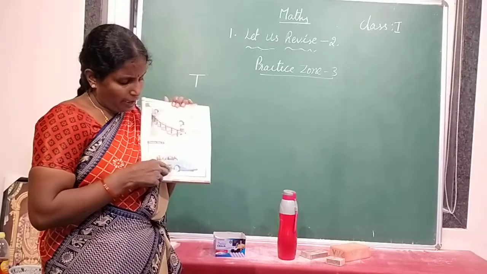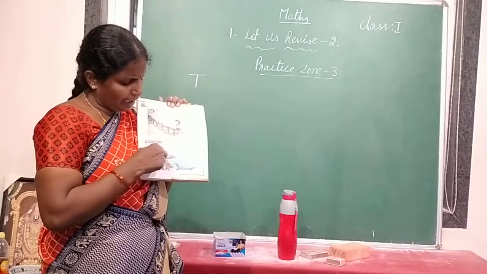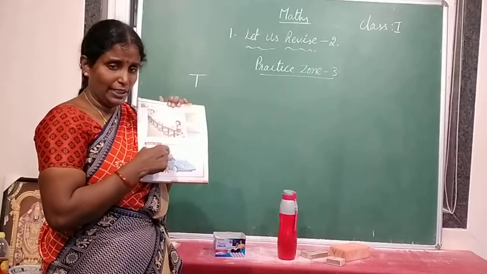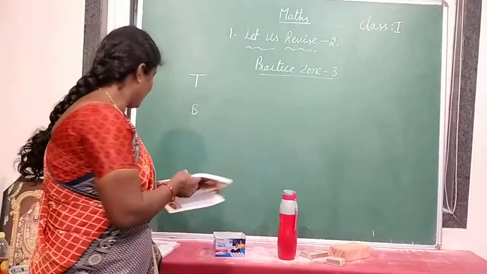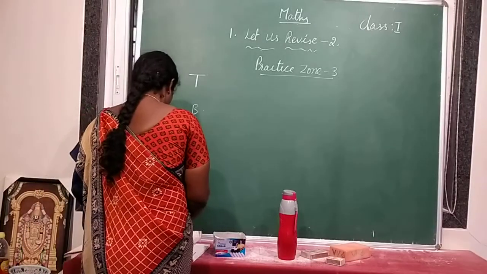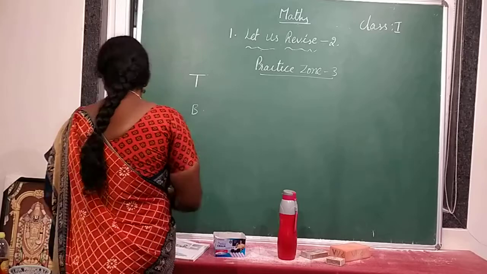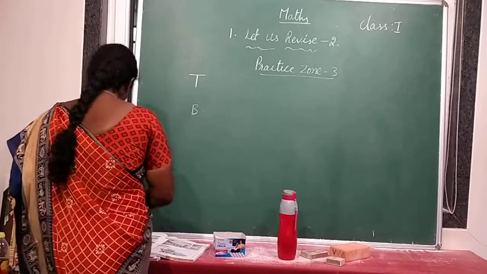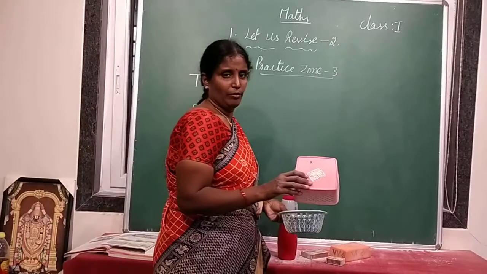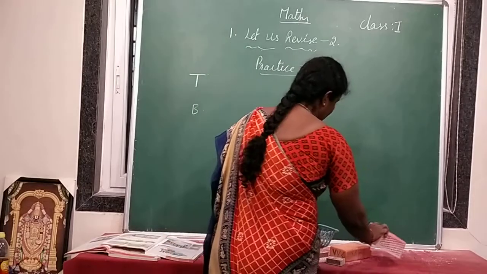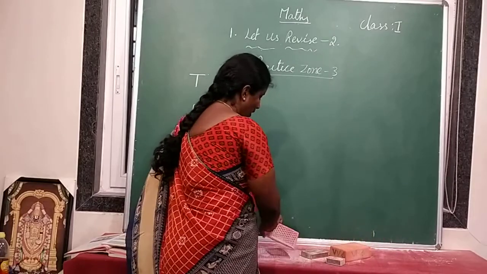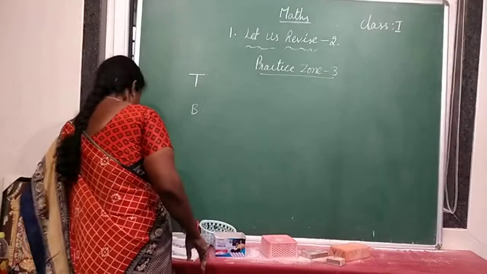So this is at the bottom, so write B here, and this cat is at the top, so write T for cat. And next, I will give more examples for top and bottom. Here two baskets are there. So I am keeping this basket here, and I am keeping that basket there.